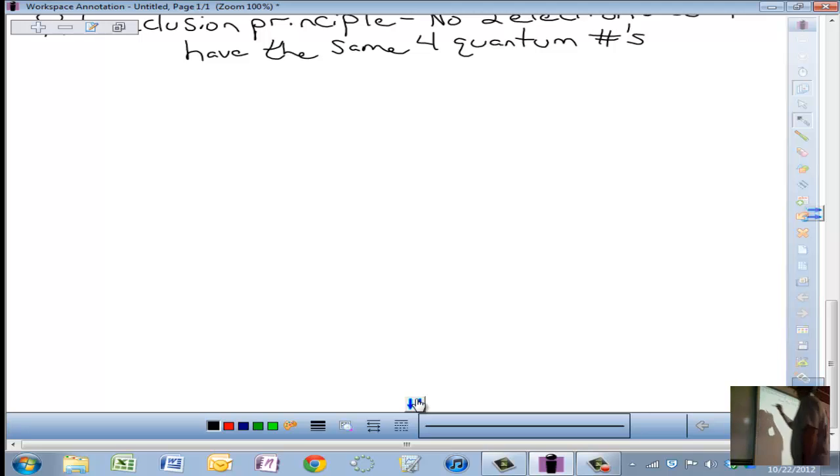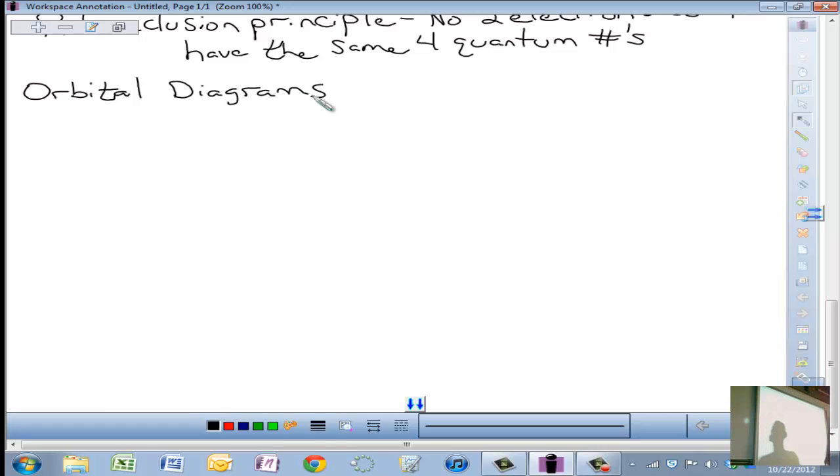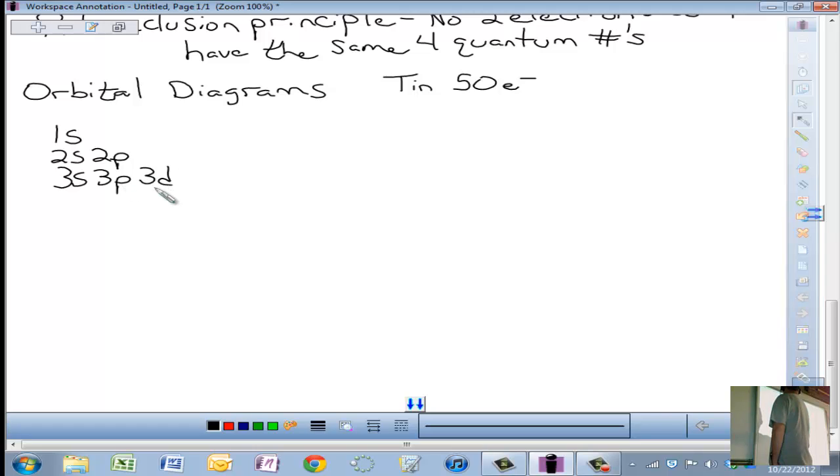What we want to do now is we want to talk about filling orbital diagrams. And orbital diagrams is going to be placing all of these quantum numbers together. The example problem we're going to do is 10. And 10 has 50 electrons. So here's what we're going to do. I'm going to go ahead and put this mnemonic up, 2s, 2p, just so we know exactly how far we need to go.